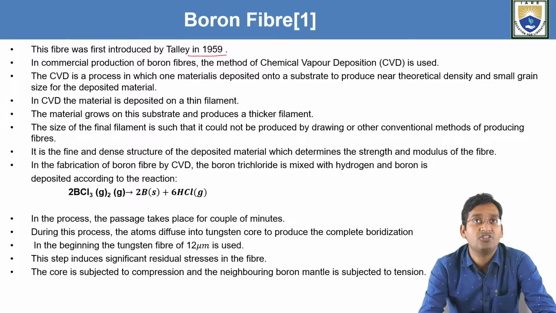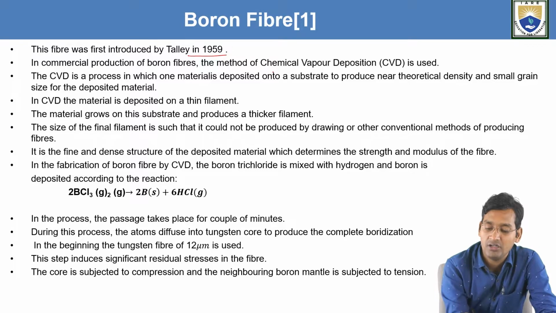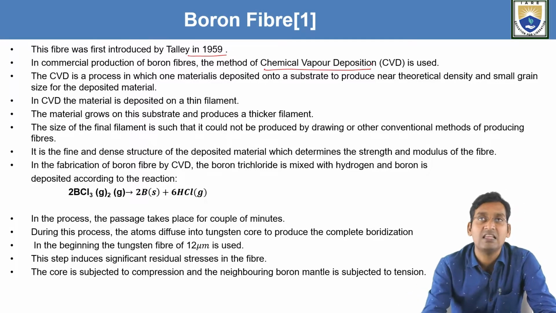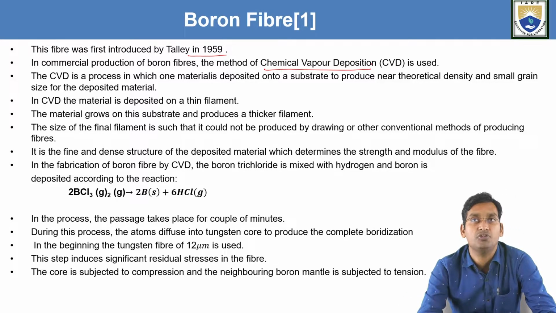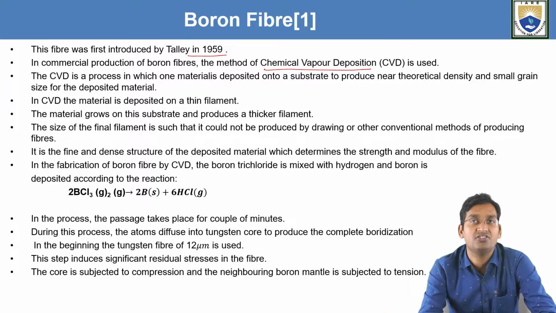In commercial production of boron fibers, the method of chemical vapor deposition is used. So for producing this fiber, the method used is chemical vapor deposition. In short, we say CVD is used. CVD is a process in which one material is deposited on a substrate to produce near theoretical density and a small grain size of the deposited material.